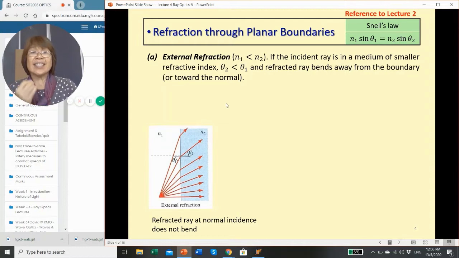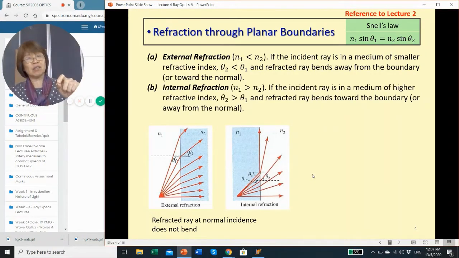Now, when we talk about external refraction, that is when the ray is coming from N1 going to N2 and N1 is smaller than N2. Now, the refracted ray will bend away from the boundary, in other words, towards the normal. They bend closer to the normal. Now, for the internal refraction transmission, we have N1 larger than N2. So the ray will bend further away from the normal or towards the boundary. And at a certain point, the refracted ray will be traveling along the boundary. And that's where we locate the critical angle, which you already know.